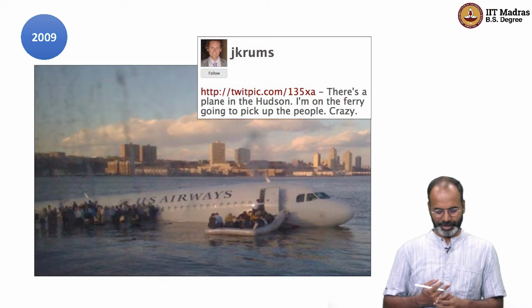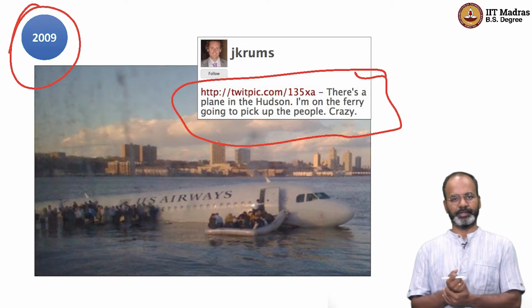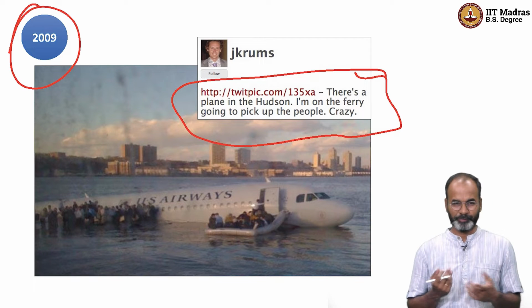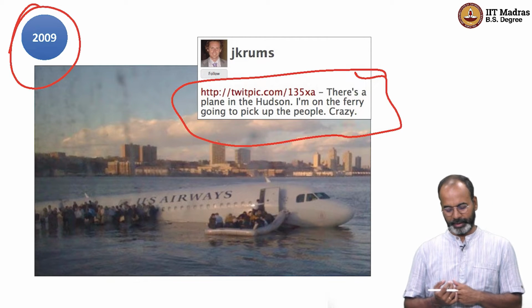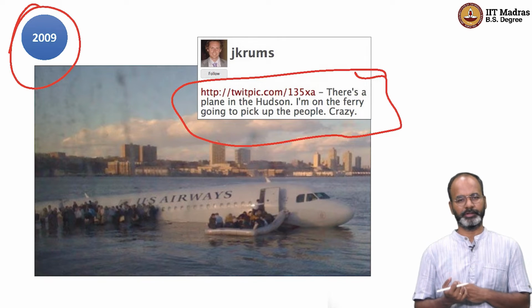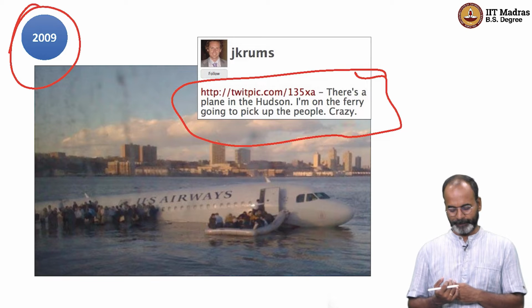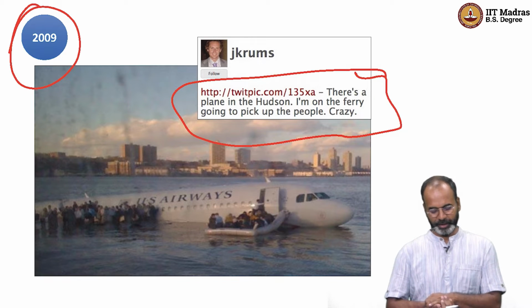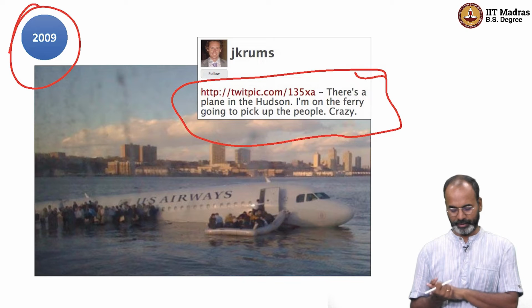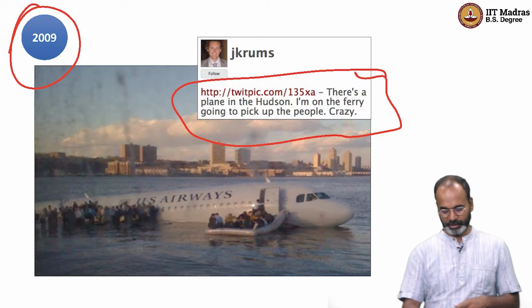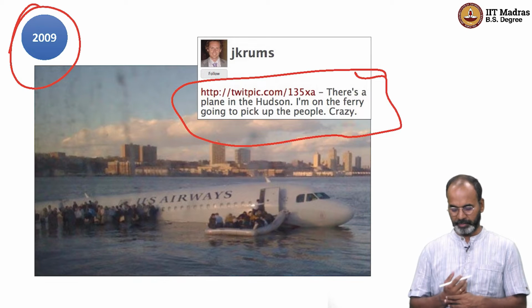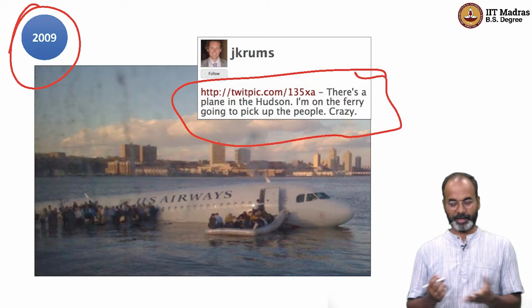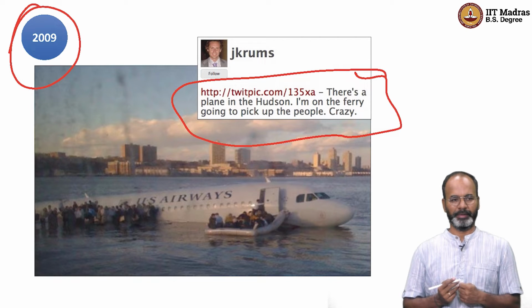This again, a slightly older incident, but this is actually very, very relevant information for us in this course, is that some of you may know this is an aeroplane that got landed in Hudson River, and there was also a movie on it, a Tom Hanks movie, where they showed what happened during this incident. But what is relevant to us as part of this course is this tweet that was posted: there's a plane in Hudson, I am on the ferry going to pick up the people, crazy. Right. So this tweet became extremely popular. The J.K. Ram's handle also became very popular because this was the first time.